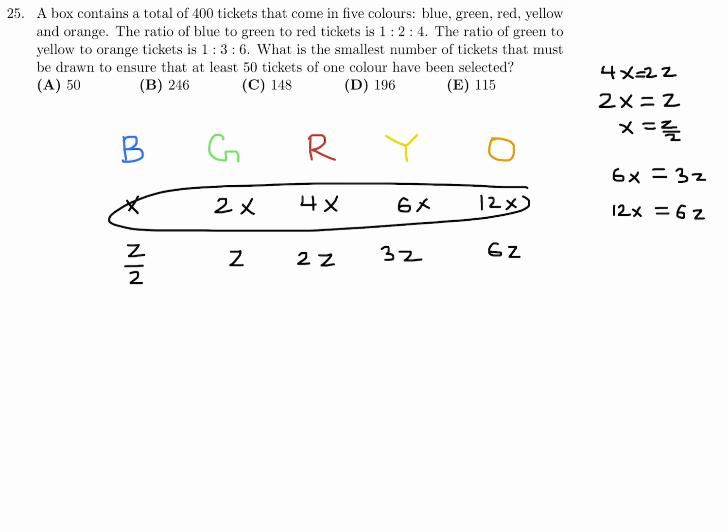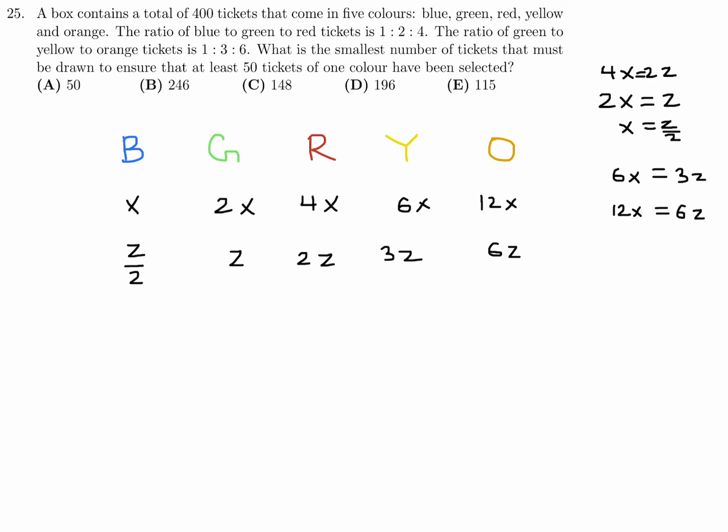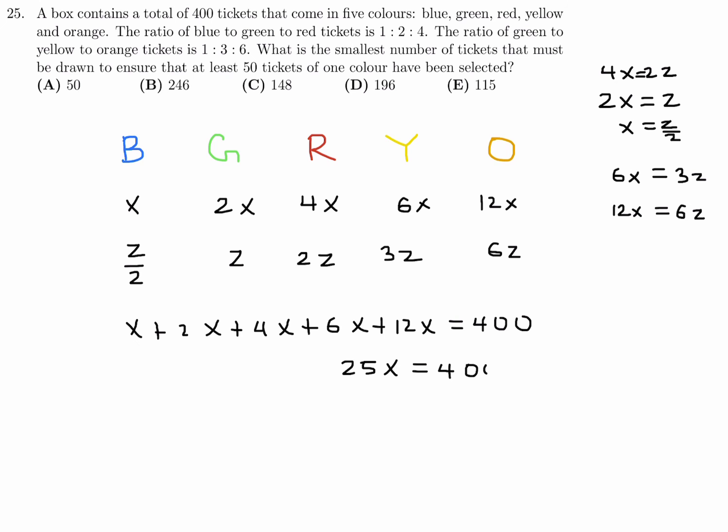And if I do, that will equal 400. So X plus 2X plus 4X plus 6X plus 12X is equal to 400. So what does that give me? 3, 7, 13, and 25. So 25X is equal to 400. So that means X is 16. So I'll plug those numbers back into here.